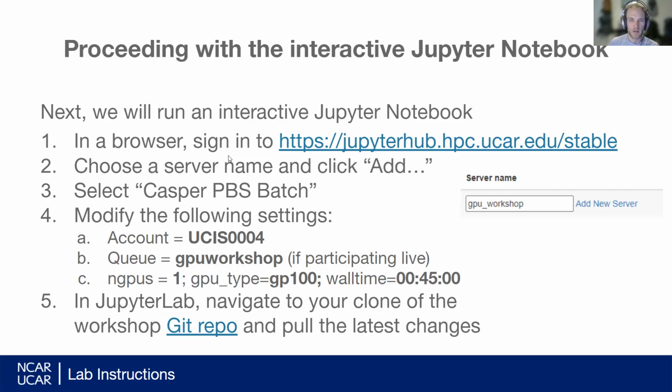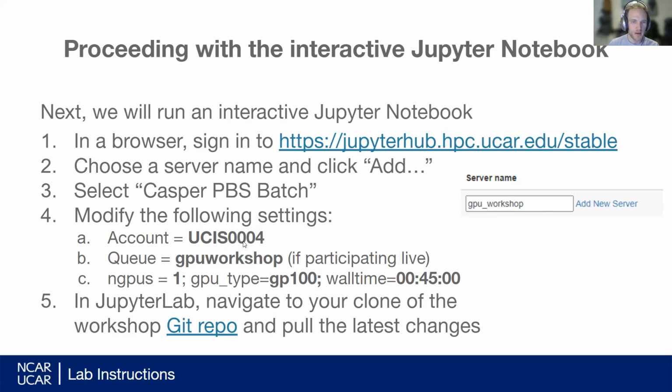Basically, in a browser, you can sign into this link. You'll have to do two-factor authentication with Duo or a YubiKey if you still have one, as you would to sign in to any of our systems. Then we'll create a named server. You can name it whatever you like, but I would probably name mine GPU Workshop, and then click add new server, and it will start it. Then for the server type, it'll be a Casper PBS batch server. And then there'll be a few settings we'll have you modify.